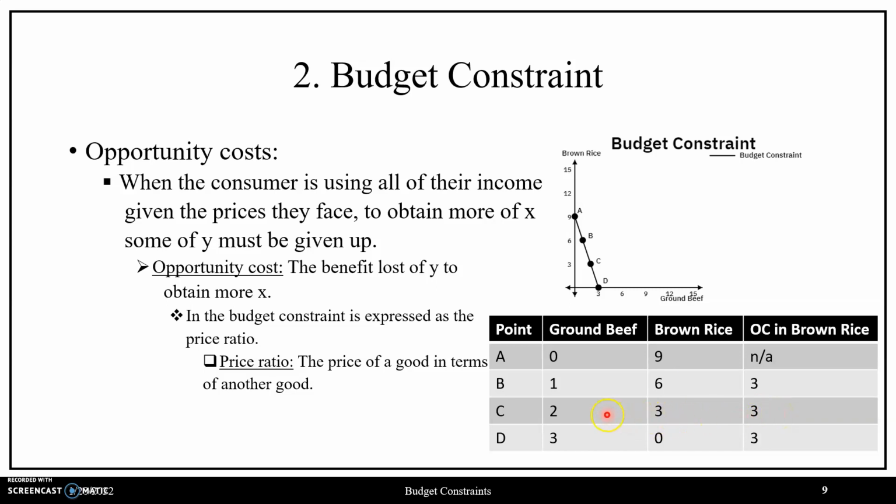And to go from 2 ground beef to 3 ground beef, that is from point C to D, this is going from 3 brown rice to 0 brown rice, where once again the opportunity cost is 3 brown rice, which is precisely the number calculated in terms of the price ratio.